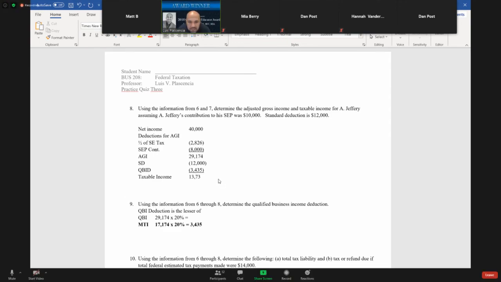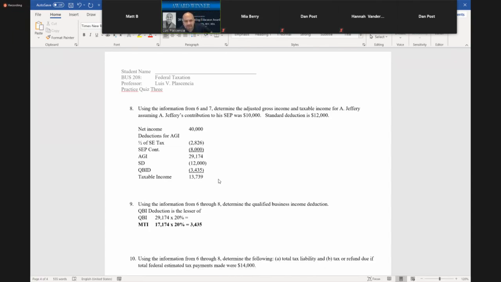13,739. Okay. We're gonna do the math on the tax computation, but any questions so far on what we did here? Because the next step... Can you explain again how the QBI would have been more if there was salary involved? Because I was wondering, when would it ever be more than MTI?